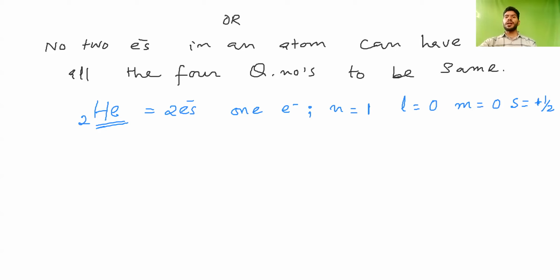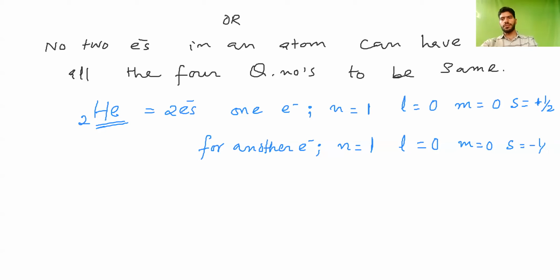Then tell me, for another electron, what you will write. That is the second electron, which is actually there in case of helium. And the quantum numbers will be just like this. That is, n will be the same, that's 1. L will also be 0. M will also be 0. But S will now have minus half. This will be the difference.